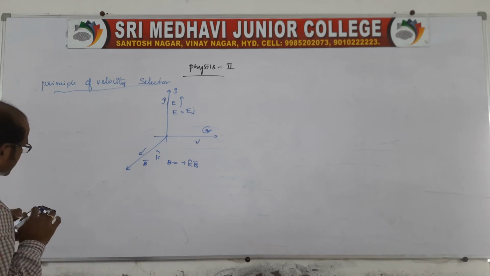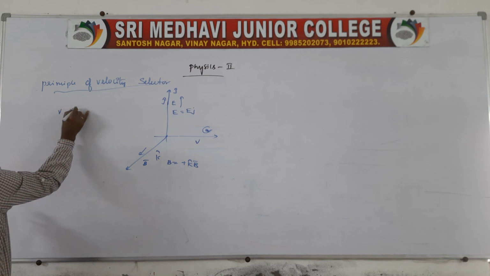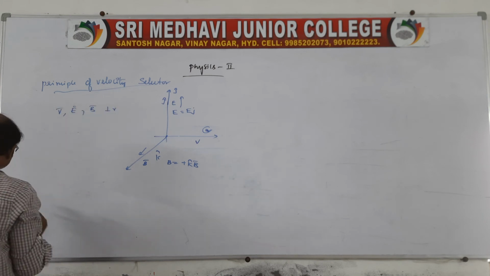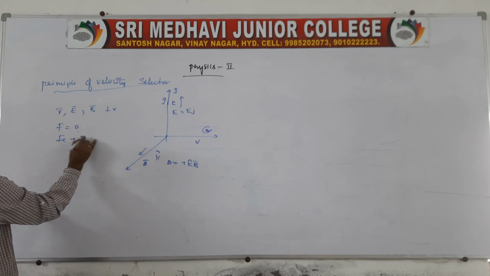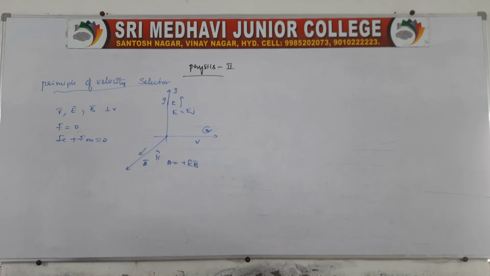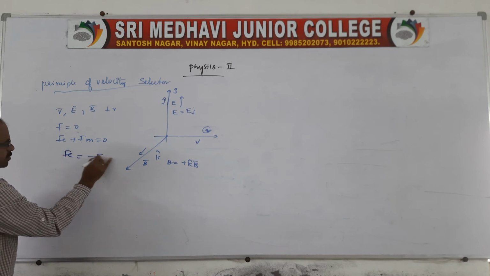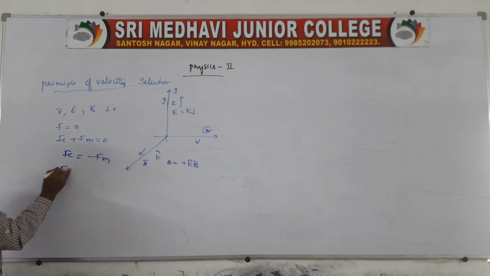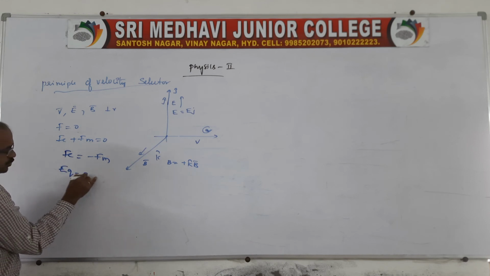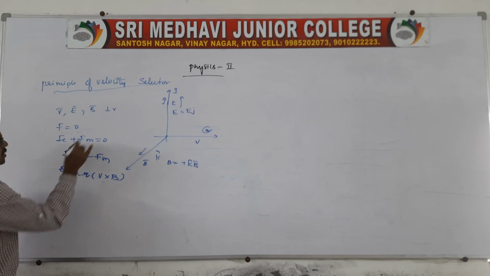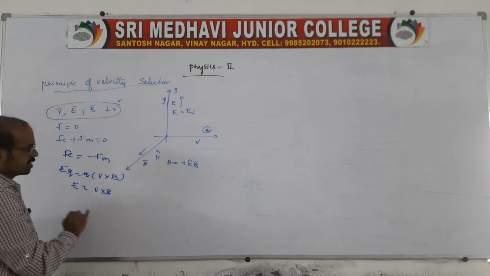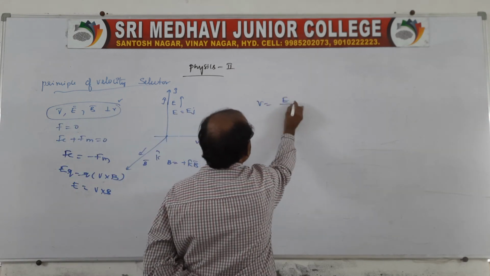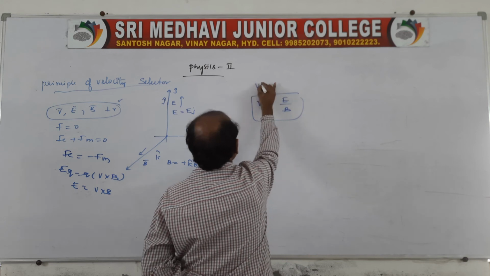Now these two fields are acting like this: V, E, B are mutually perpendicular, so that the resultant will be 0. Then Fe plus Fm is equal to 0 according to the Lorentz force, right? Therefore Fe is equal to minus Fm. What is Fe? We know it is Eq. And Fm is Q into V cross B, where these three are perpendicular. Therefore E is equal to V cross B, so the velocity selector V is equal to E by B.